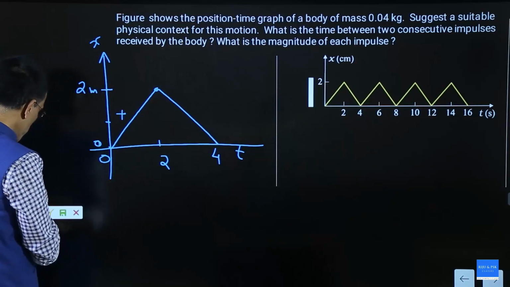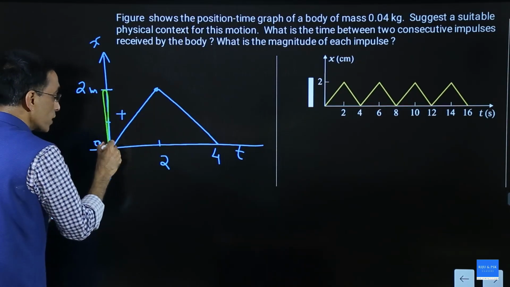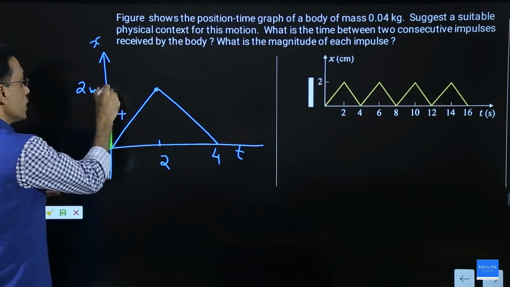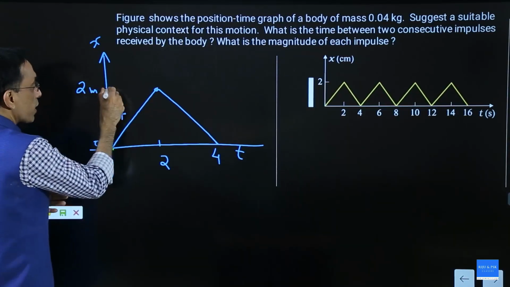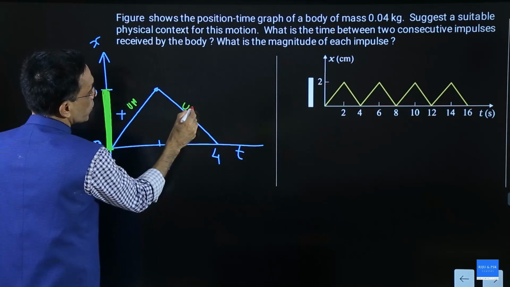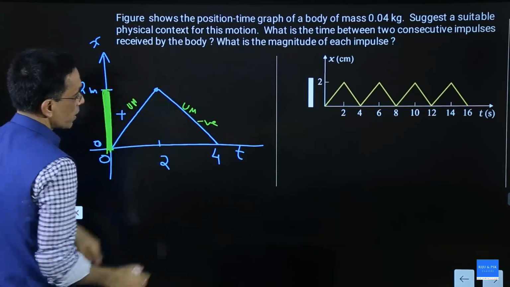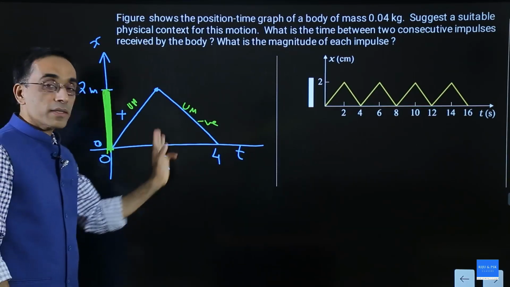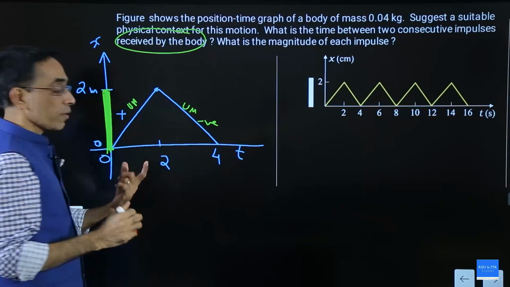So the motion of the body was that it was going to that side. After 2 seconds it returns. Then the graph says that it will go upward, downward, upward, down. So it is moving like this. This is the motion. Each time it is changing velocity here and here. In between there is no change in velocity. This is uniform motion in one direction, this is uniform motion in the opposite direction. This is a negative slope, this is a positive slope. This means one direction, that means opposite direction. It was changing velocity at 0 second, then at 2 second, then at 4 second. So the impulses are received at an interval of 2 seconds.